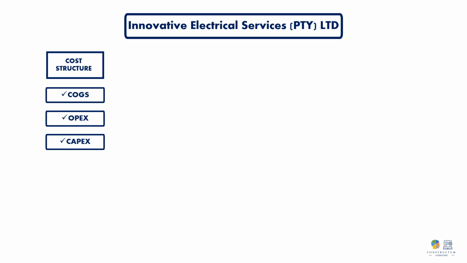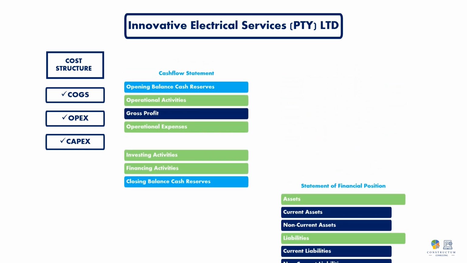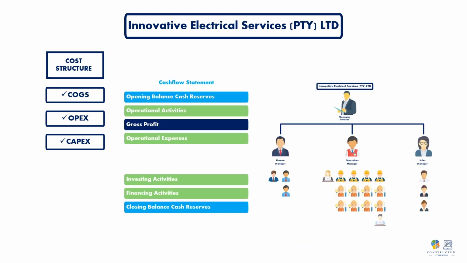Now it's time to crunch the numbers. Karel must translate his vision for IES into numbers and uses the format of the cash flow statement and statement of financial position for this purpose. Karel starts with the organogram of employees for IES to calculate the total cost of remuneration, including directors' remuneration. Karel then includes this calculation in the cash flow statement under operational costs.